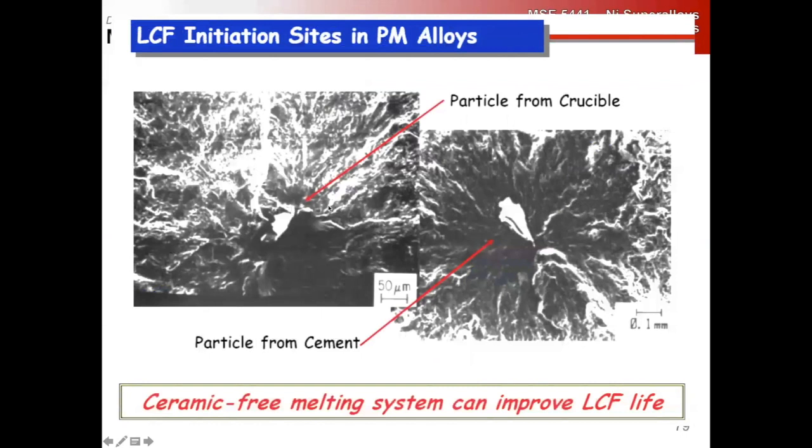And the melting crucibles were a major source of contamination in powder PM alloys. So these are particles, cermet particles from the crucible that led to low cycle fatigue crack initiation in in-service parts, right? So these were parts that failed in an engine, right? This wasn't found on inspection, right?